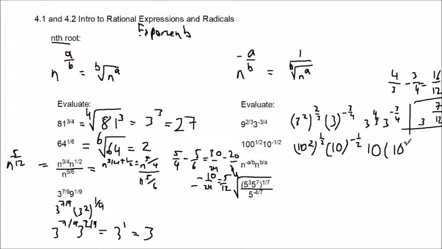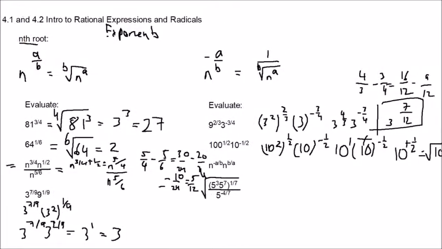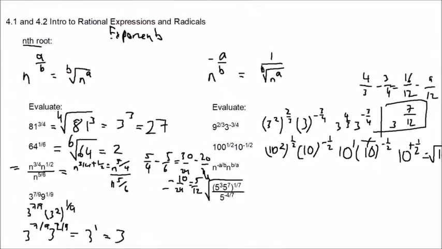What's 10 times 10 to the negative 1/2? It is 10 to the 1 plus negative 1/2, so that's 10 to the positive 1/2, which is just the square root of 10. Done.